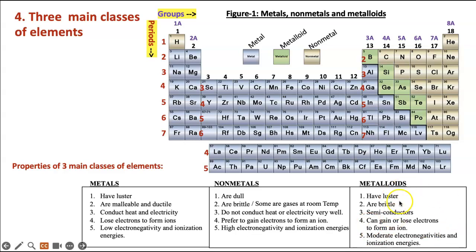Now, metalloids. The metals are shown in blue, and the metalloids are shown in green. Note that they are a stair step. You need to color your periodic table to show these. And then the nonmetals are shown in this brown color. Metalloids have properties of both metals and nonmetals. They have a luster, some of them, and some are brittle. They are semiconductors, like silicon. They can either gain or lose electrons to form ions. They make cations or anions, depending on the element. They have moderate electronegativities and ionization energies.